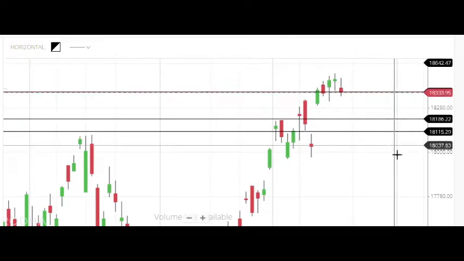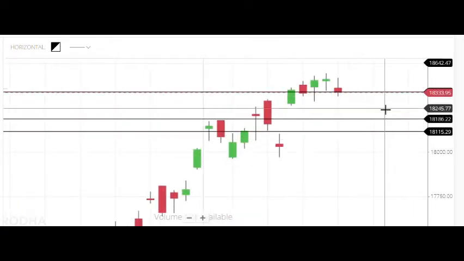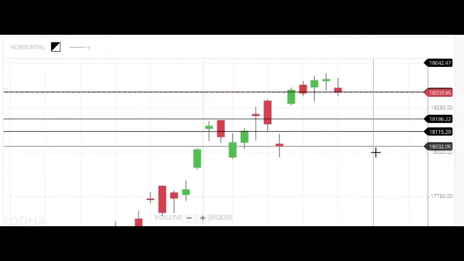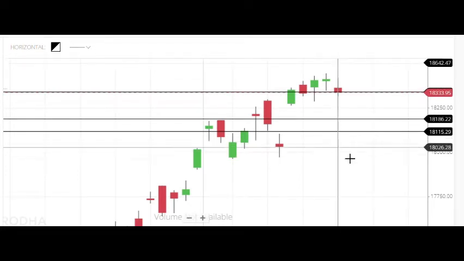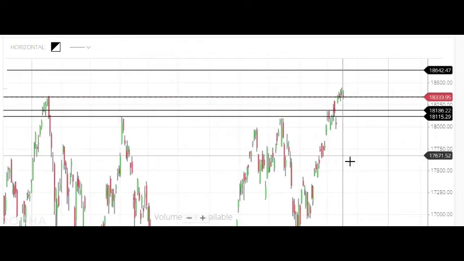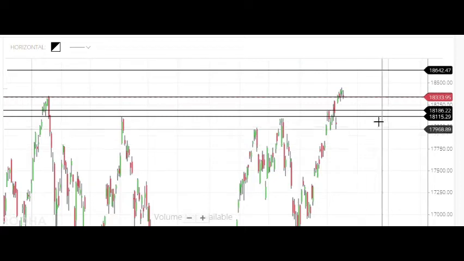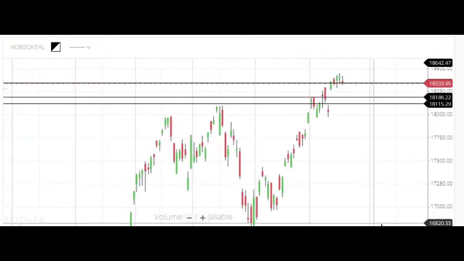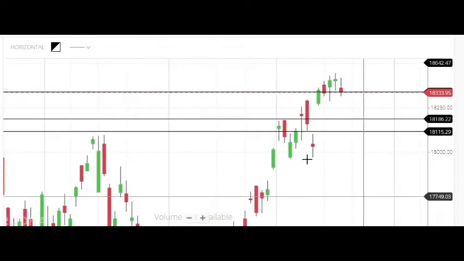These support and resistance lines that we have drawn will form the forthcoming resistance and support levels in the future. But if you ask me, I believe it will stay above 18,186. It might retest and it will go up again, right?